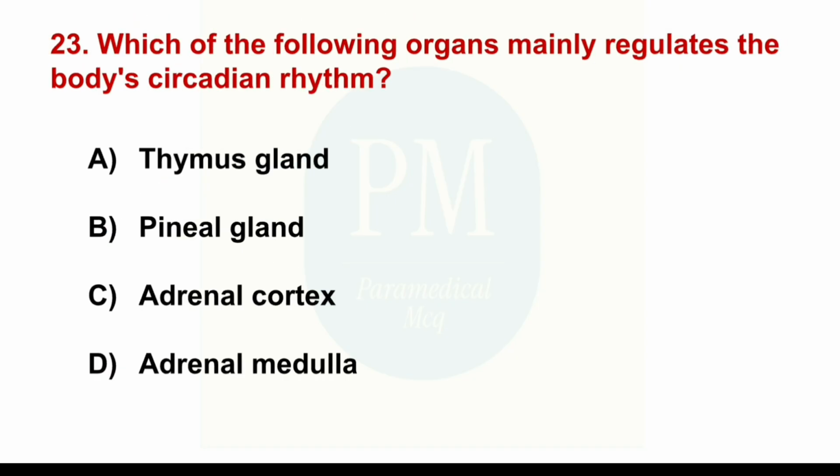Which of the following organs mainly regulates the body's cardiac rhythm? Option A, thymus gland, option B, pineal gland, option C, adrenal cortex, option D, adrenal medulla. The correct option is option B, pineal gland.